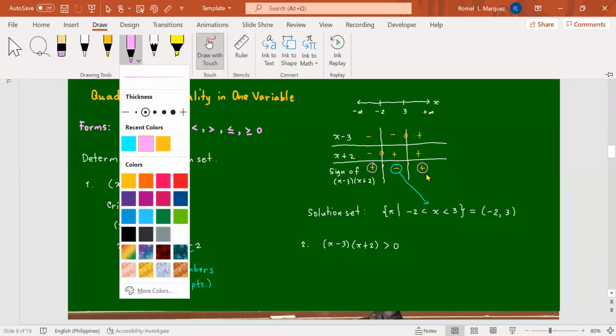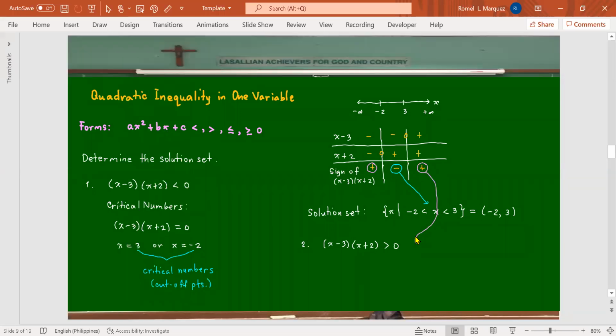This is supposed to be the solution here. So what is supposed to be the solution, guys? What's the solution set? Union of intervals. Negative infinity to -2. But of course, we do not want to include -2. Union with +3 to +infinity. Is that clear, guys?